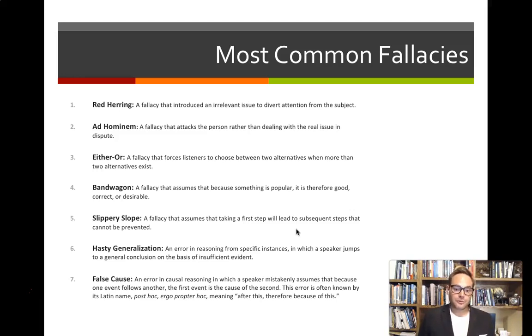The slippery slope, a fallacy that assumes that taking a first step will lead to subsequent steps that cannot be prevented, right? And so we often see this taking place in, again, mainstream media, where it's like, well, if you try to put in this regulation, then what else are they going to try regulating, right? Slippery slope. Hasty generalizations, again, we kind of talked about this. This is an error in reasoning from specific instances in which a speaker jumps to the general conclusion on the basis of insufficient evidence, right?